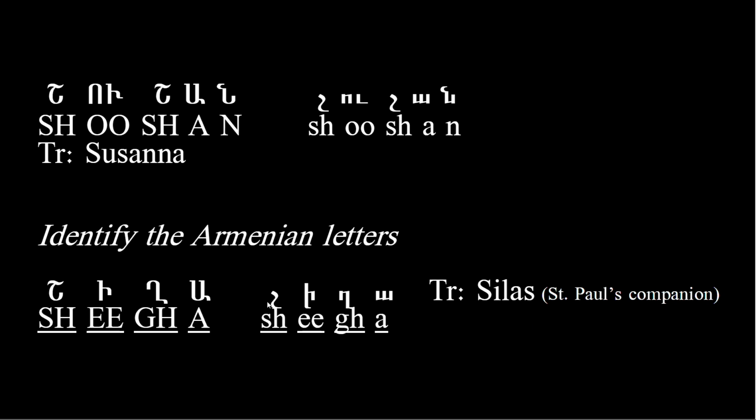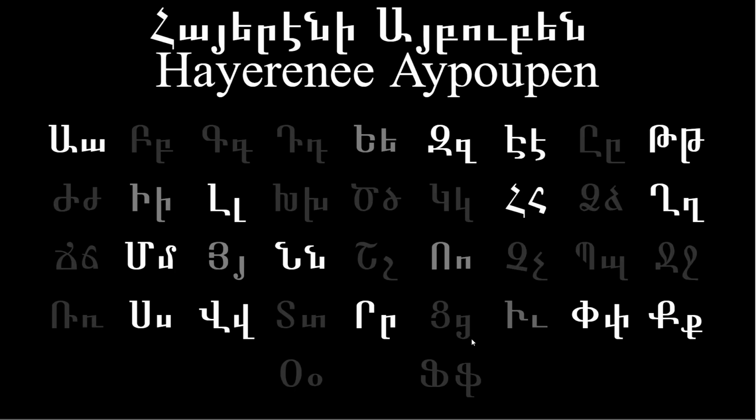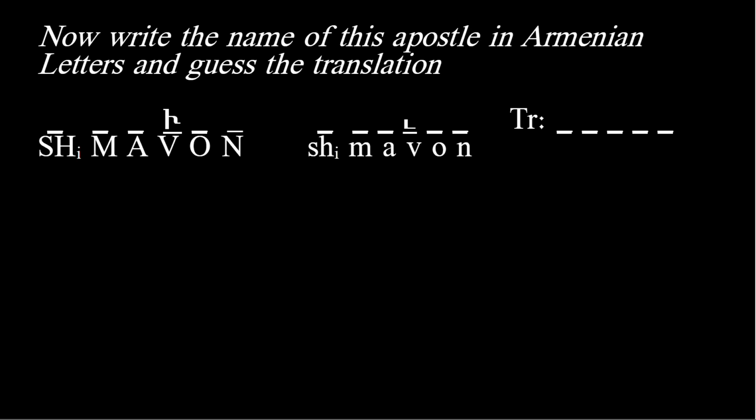Shira. And with that, we've unlocked this letter, which gives a sh sound. So write it down in your table so we can do the next exercise. Now write the name of this apostle in Armenian letters and guess the translation.